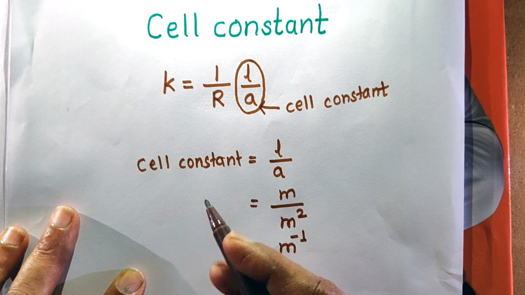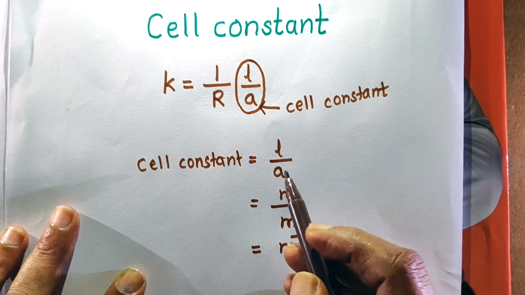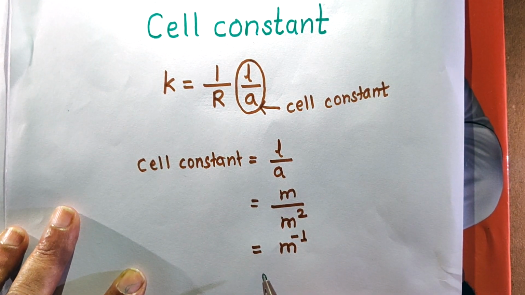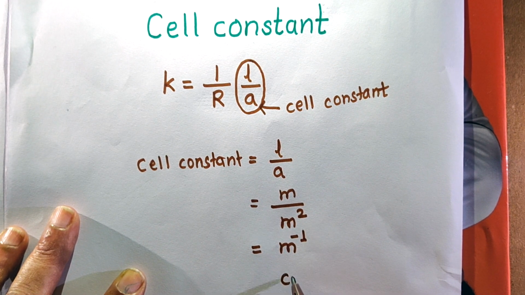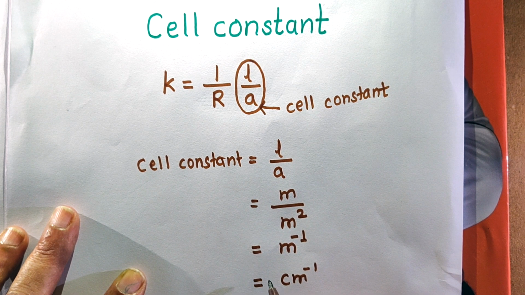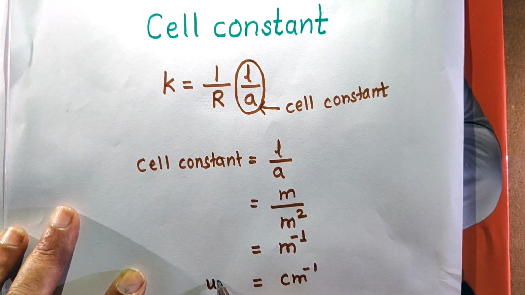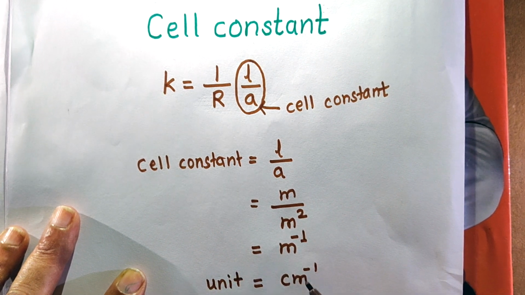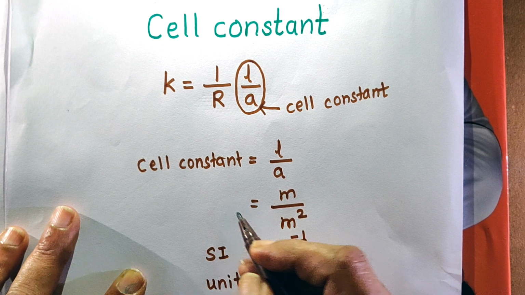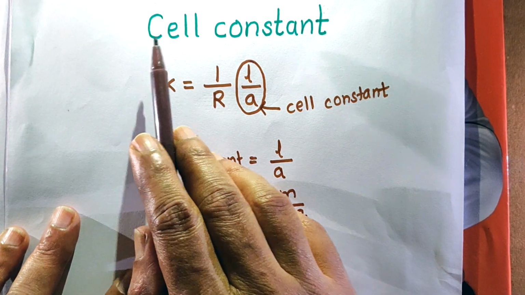But see here, the conductivity cell is a very small instrument, and so this length and area are measured in the unit centimeter, and so the common or convenient unit of cell constant is centimeter raised to minus 1. Remember here, the unit of cell constant is centimeter raised to minus 1. The SI unit of cell constant is meter raised to minus 1. You understand what is cell constant?